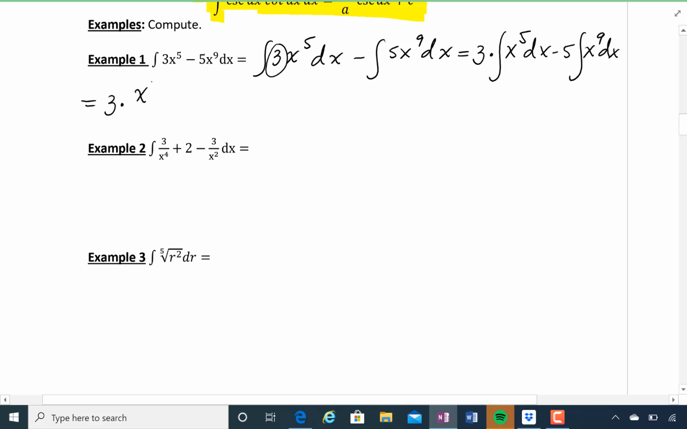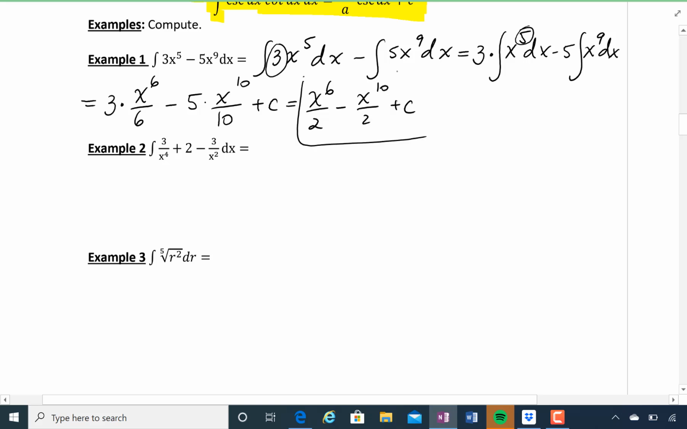So x to the 6 over 6, because of these 5, 1 extra, minus 5x to the 10 over 10 plus c. I'm going to simplify a bit, so I get x to the 6 over 2 minus x to the 10 over 2 plus c, and we calculated our first problem.